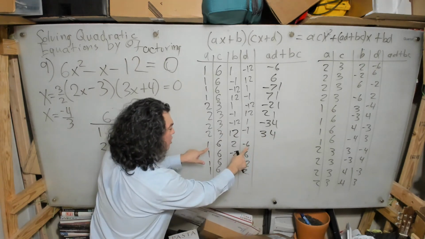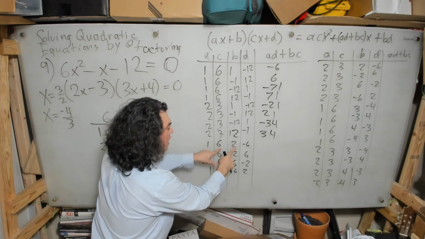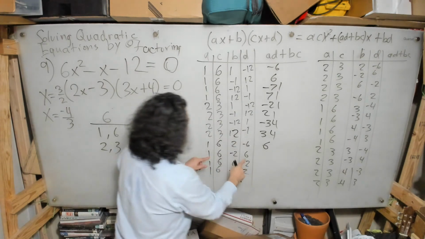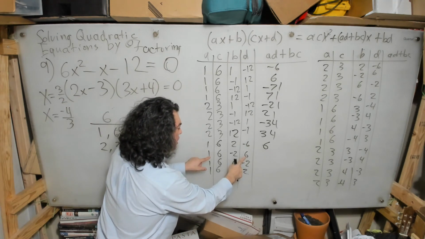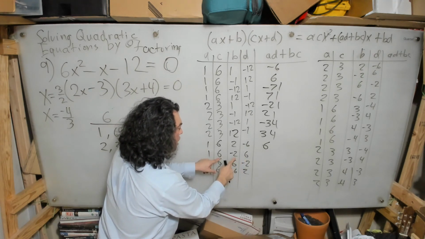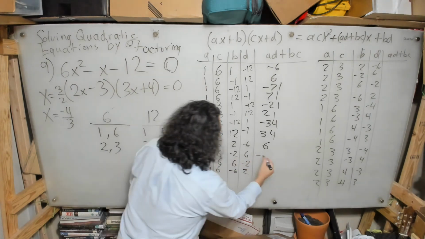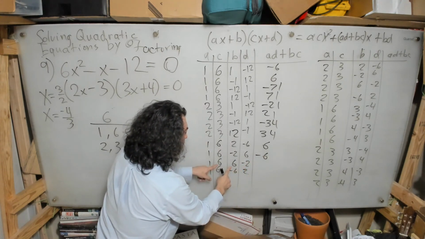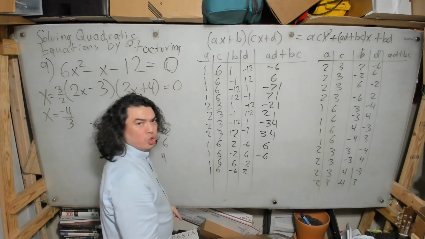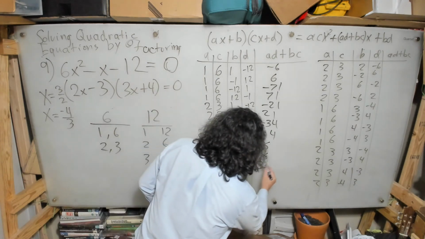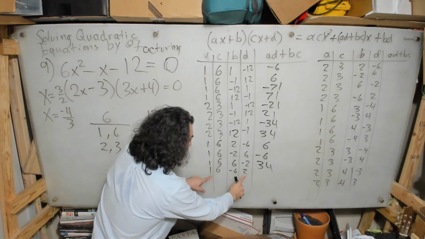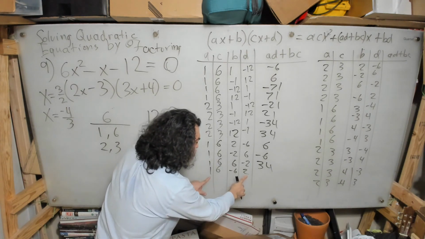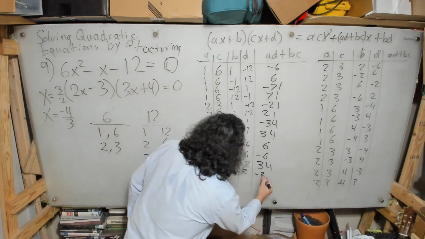What about the A times D here? That's negative 6. What's the B times C here? That's 12. Negative 6 plus 12 is positive 6. What's the A times D here? That's positive 6. What's the B times C here? Negative 12. 6 minus 12 is negative 6. What's the A times D here? Negative 2. What's the B times C here? 36. Negative 2 plus 36 is 34. What's the A times D here? That's 2. What's the B times C here? Negative 36. 2 plus negative 36 is negative 34.